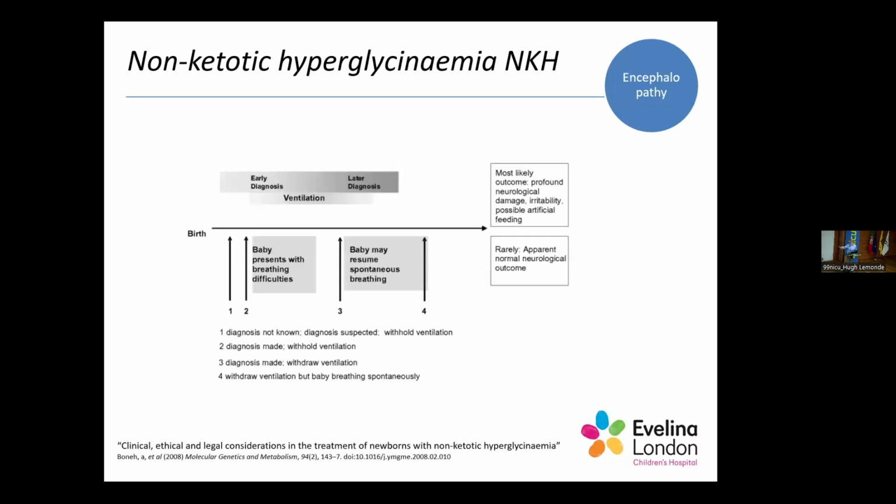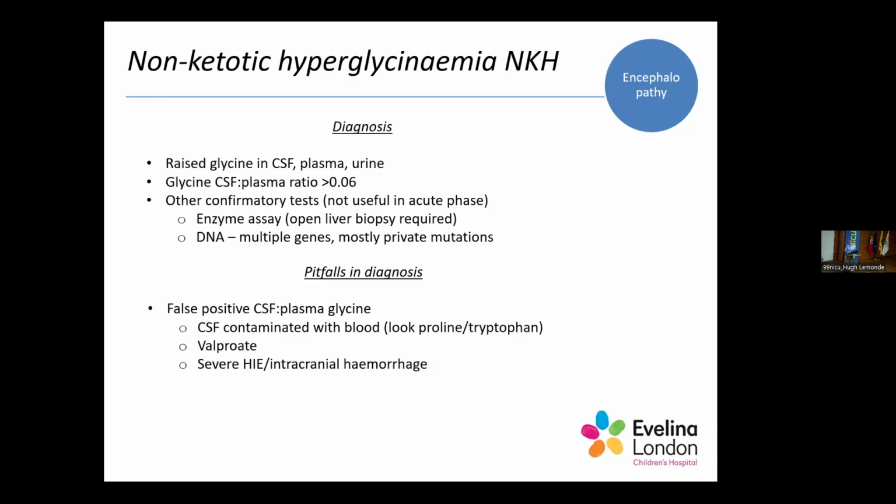So I won't go through this in detail. It's a very interesting paper for anyone interested in thinking about the ethics of this. But essentially, if you can recognize and diagnose this early, it allows a window of opportunity to give families the discussion about whether children can have care redirected or withdrawn before they develop their own respiratory drive. And the key to diagnosing this quickly is by measuring not glycine in blood, because that's not very specific. These babies will have high glycine, but you need to do a paired plasma and CSF glycine, and a high ratio is specific for this condition.